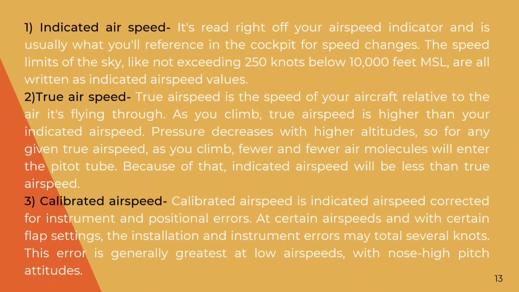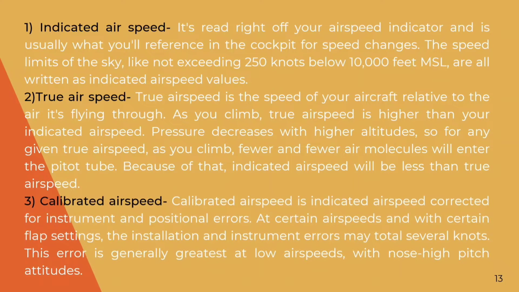Let us look at some terms. The indicated airspeed. It's read right off your airspeed indicator and is usually what you'll reference in the cockpit for speed changes. The speed limits of the sky, like not exceeding 250 knots below 10,000 feet MSL, are all written as indicated airspeed values. The true airspeed.